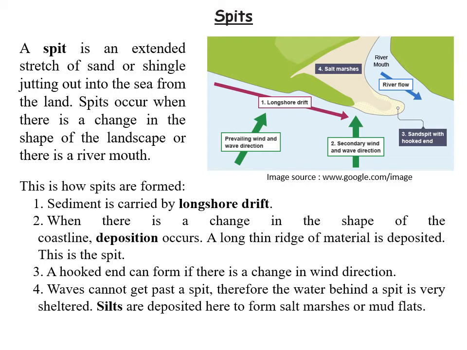A hooked end form if there is a change in wind direction. So often in this portion, you can see that the landward part or the beach part is extended here, and if there is a change of direction, then in the frontal part of this extended portion, often we can see a bending, and waves cannot get past over these land areas. They are restricted, and therefore the water behind the spit is very much sheltered, very much restricted, and often forms this kind of marshy or restricted water body.